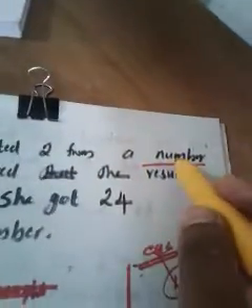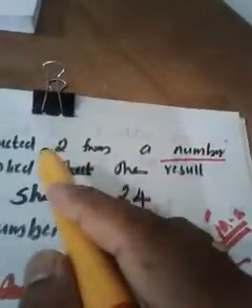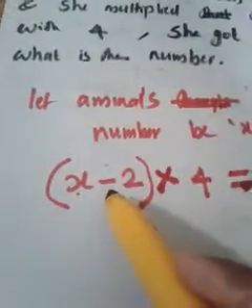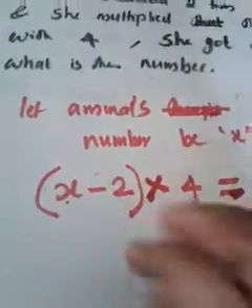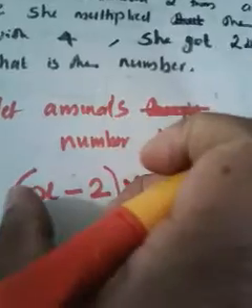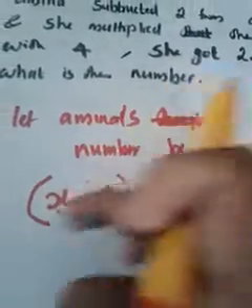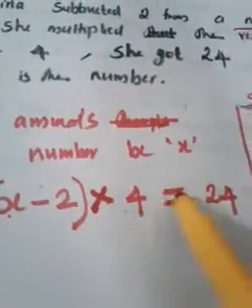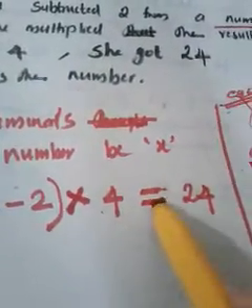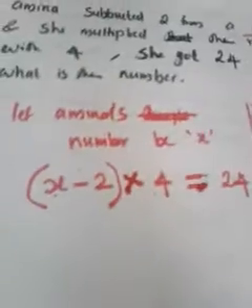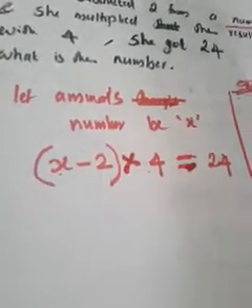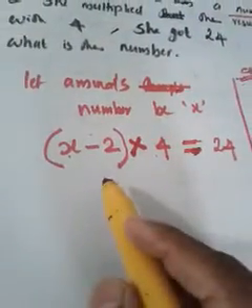Once again. Amina subtracted 2 from a number. That number I don't know, so let it be x. When she subtracts 2 from x, how can I write it? x minus 2. So I have written x minus 2. Then just give a bracket, because this is a single result; to mention it as a single result, I can give a bracket. And then what did she do? She multiplied with 4. So, into 4. So she got, see, equality, the result. What is the result? She got 24. And this is the mathematical expression according to the question. You may have understood.